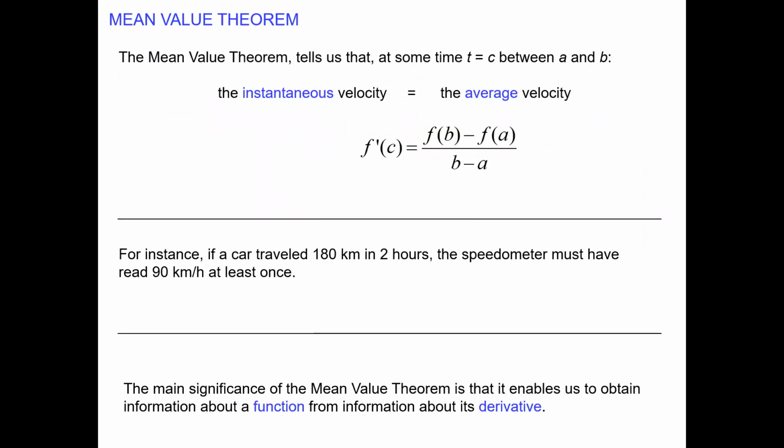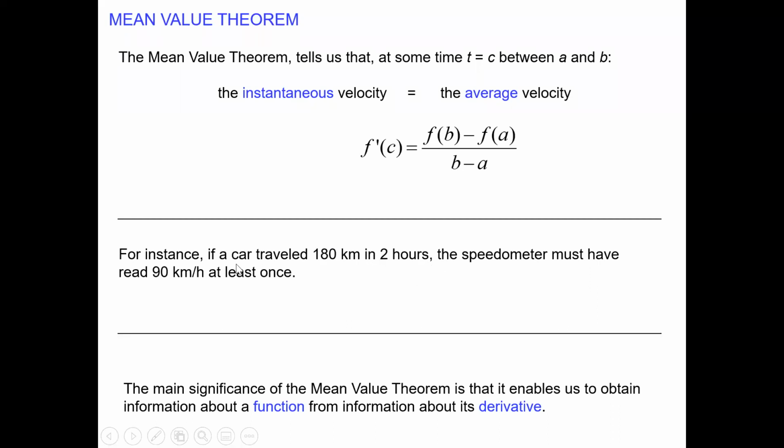One nice application is the speed, velocity, to be more precise. For instance, if a car travels 180 kilometers in 2 hours, we can definitely compute the average speed, f of b minus f of a over b minus a. We just divide the distance over the time, 180 over 2, 90.